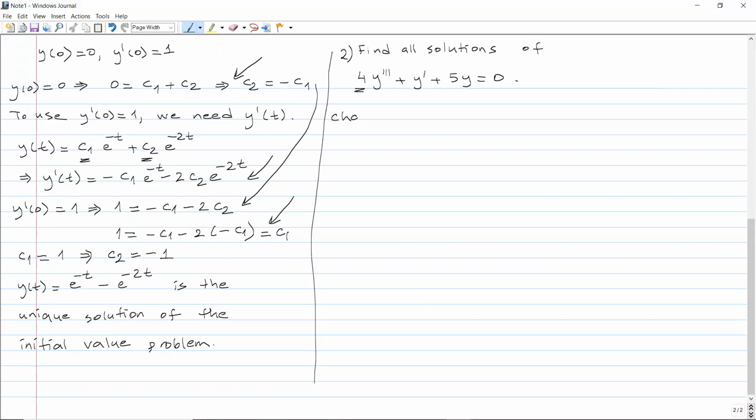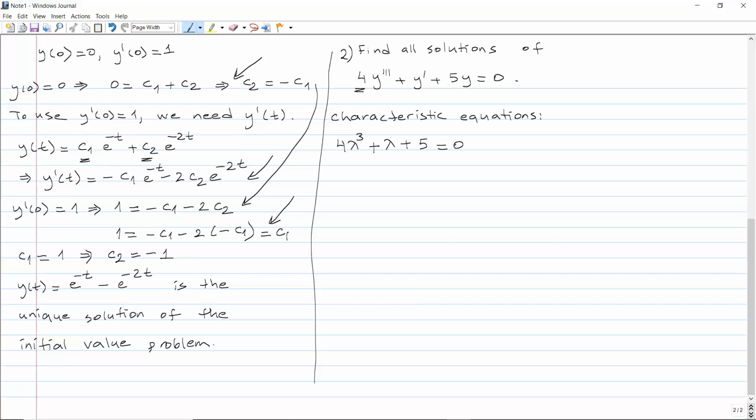So first we write the characteristic equation using the constants in the differential equation. So 4 times, since it's a third derivative of y, 4 times lambda cubed plus y prime, so that's lambda, plus 5 equal to 0. So this is our characteristic equation. Now the characteristic equation is of degree 3, so we expect 3 roots.